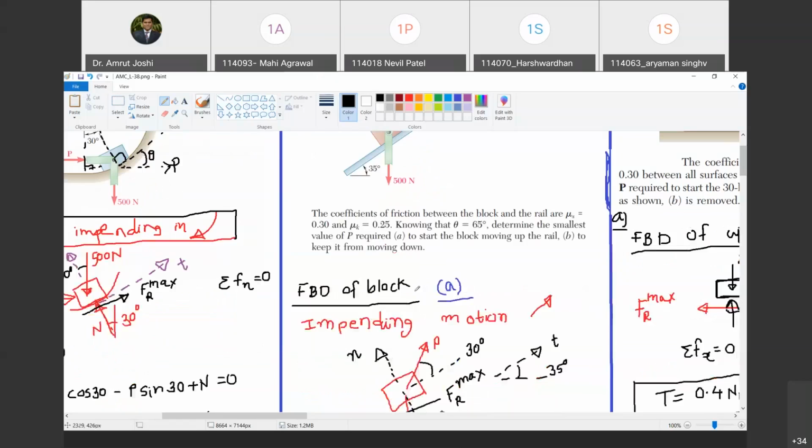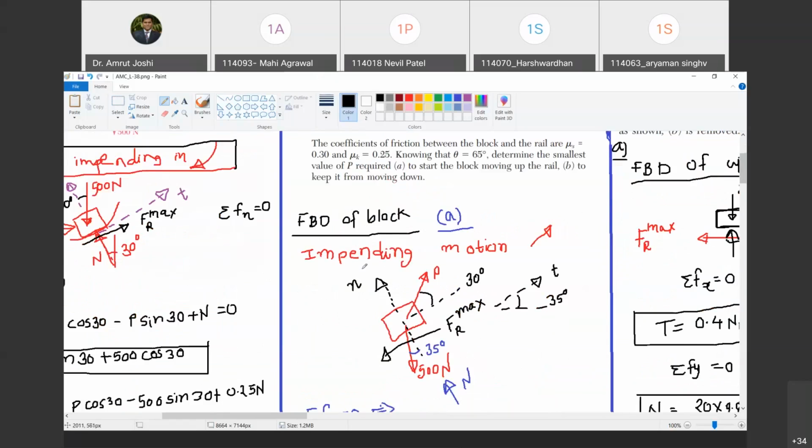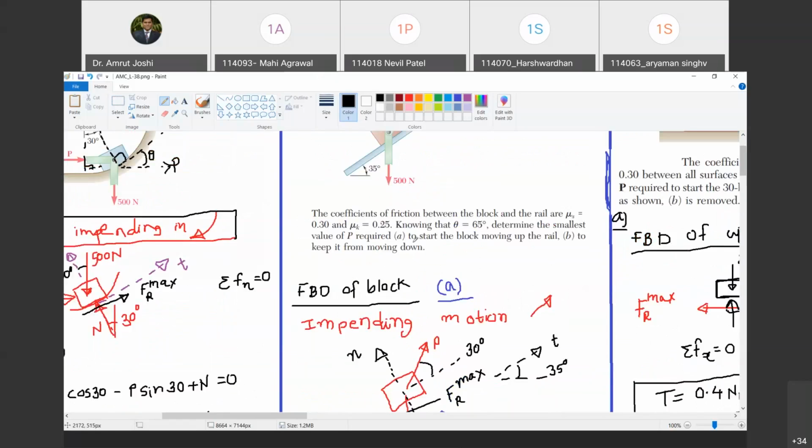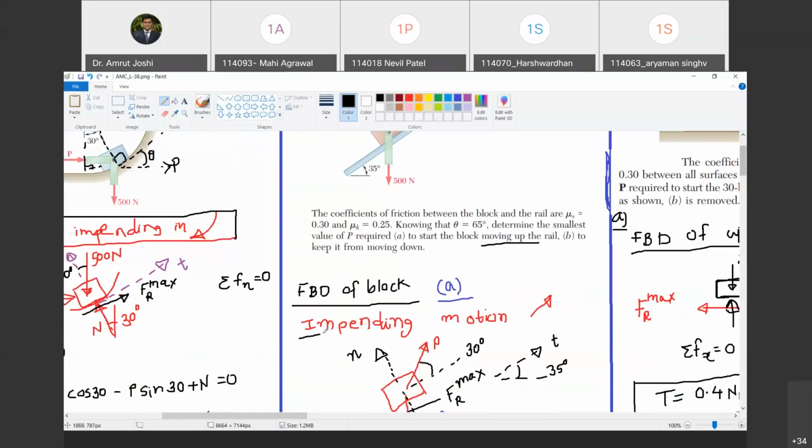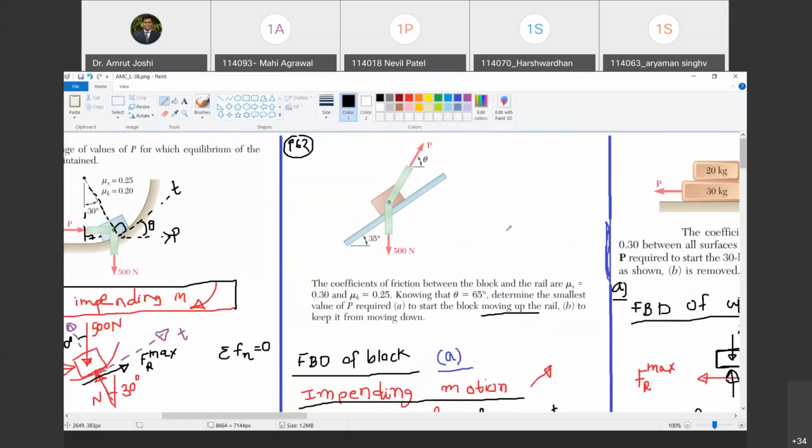Yeah. So let us have a look at this solution. Case one, to start the block moving up the rail. ऐसे बोला है ना? Value of P required to start the block moving up the rail. So therefore, we say that the direction of impending motion is upward. हमें उस value of P चाहिए जिस at that value the direction of impending motion will be upward. If you increase P beyond that value, then the block is going to slide up. Do you agree with me?